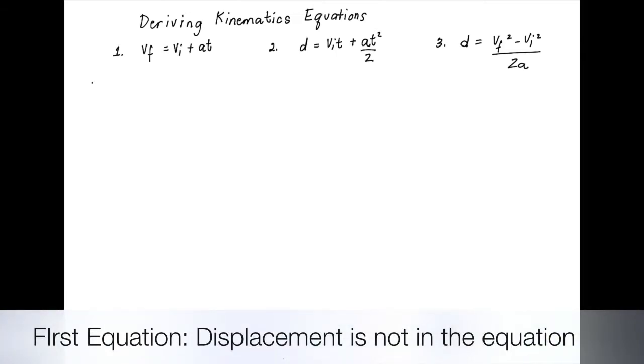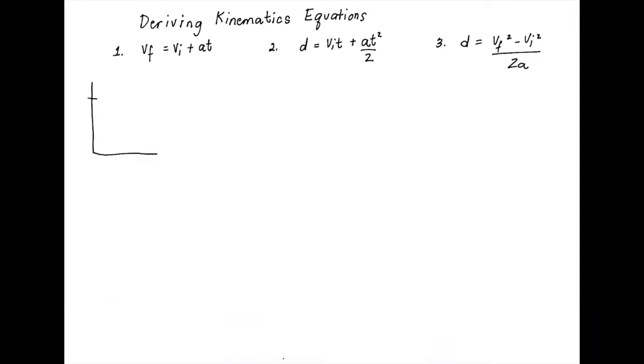Now we try to draw a VT graph, and we have to sketch it. This one is the velocity final, and the other one would be the velocity initial. Then we have here the initial time, and here the final time. Now, let's try to draw a line here. So we sketch our line.